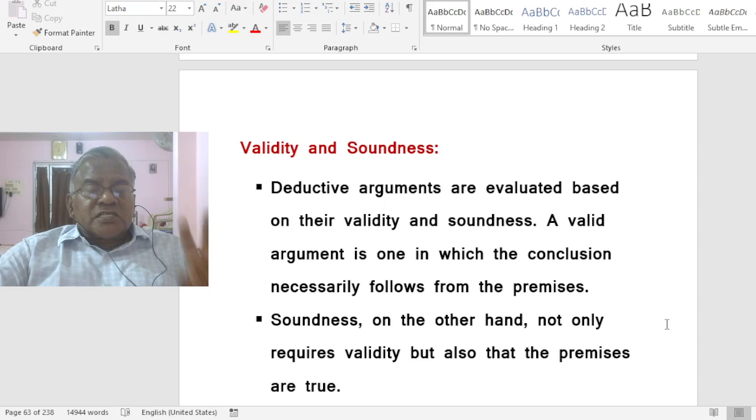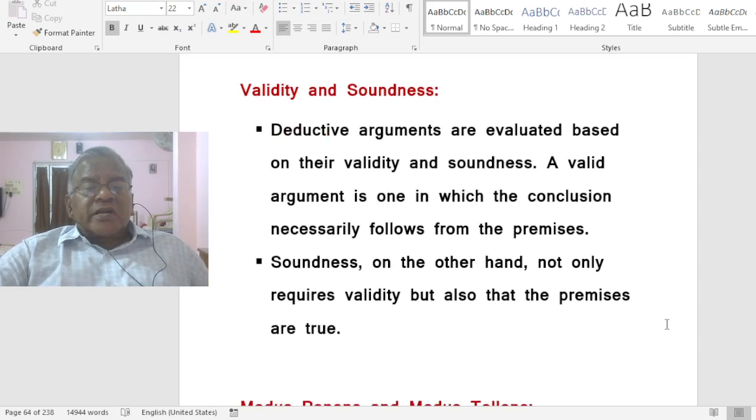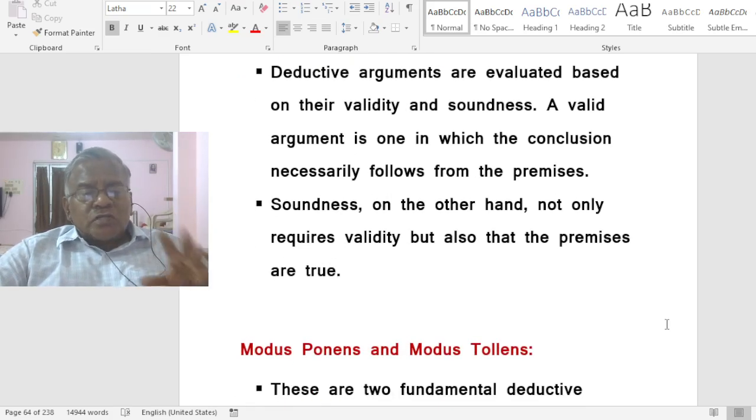Then validity and soundness. What do you mean by this? Deductive arguments are evaluated based on validity and soundness. A valid argument is one in which the conclusion necessarily follows from the premises. Soundness, on the other hand, not only requires validity, but also that the premises are true.